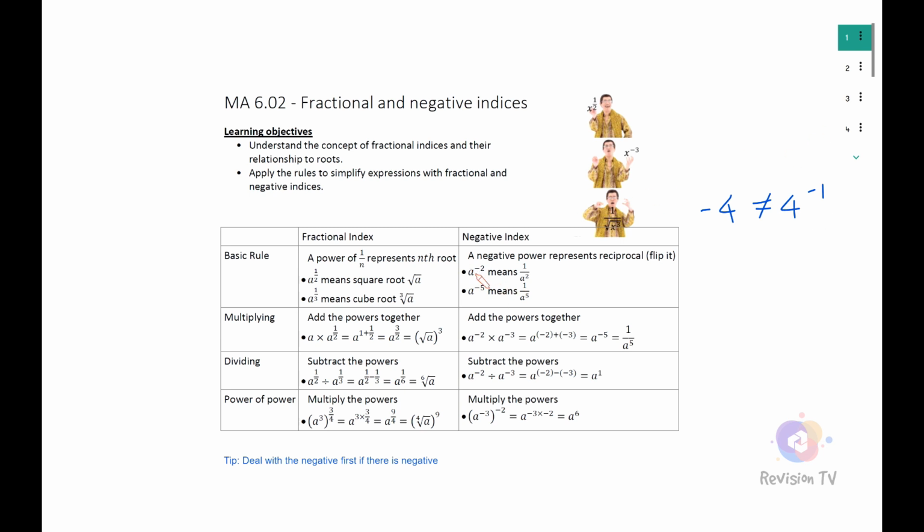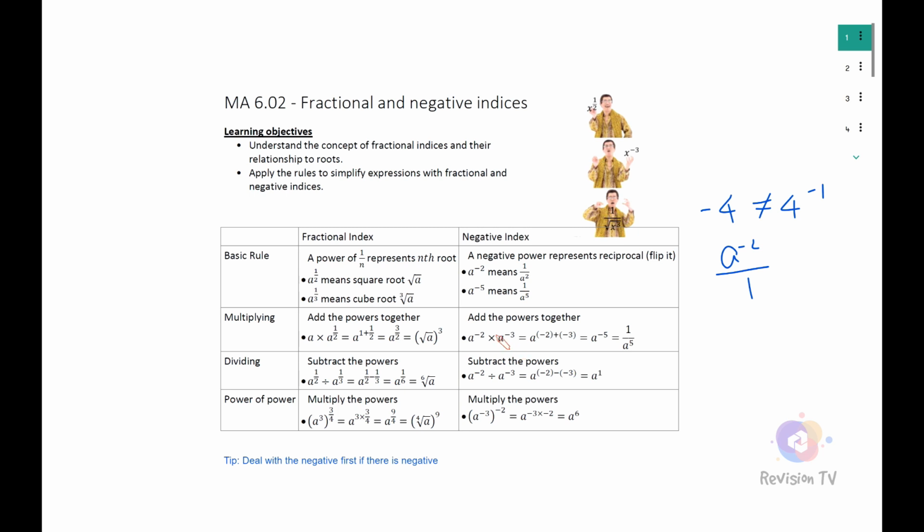So a negative power means a to the power of -2 means flip it. a to the power of -2 is the same as a to the power of -2 over 1, and you flip it. So to do the negative power, you flip the fraction. So it'll be 1 over a squared. That's how you get rid of the negative in the index. a to the power of -5 will be 1 over a to the power of 5.